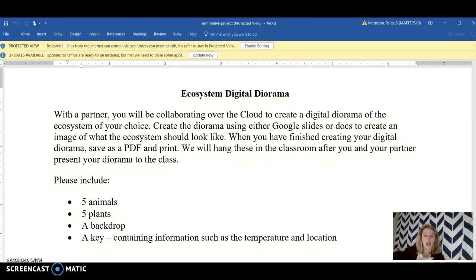So then I know that they've each done their fair share, and they're supposed to tell me that. So right here I have, with a partner, you'll be collaborating over the cloud to create a digital diorama of the ecosystem of your choice. Create the diorama using either Google Slides or Docs to create an image of what you think the ecosystem should look like. When you have finished creating your digital diorama, save as a PDF and print. We will hang these in the classroom after you and your partner present the diorama to the class.